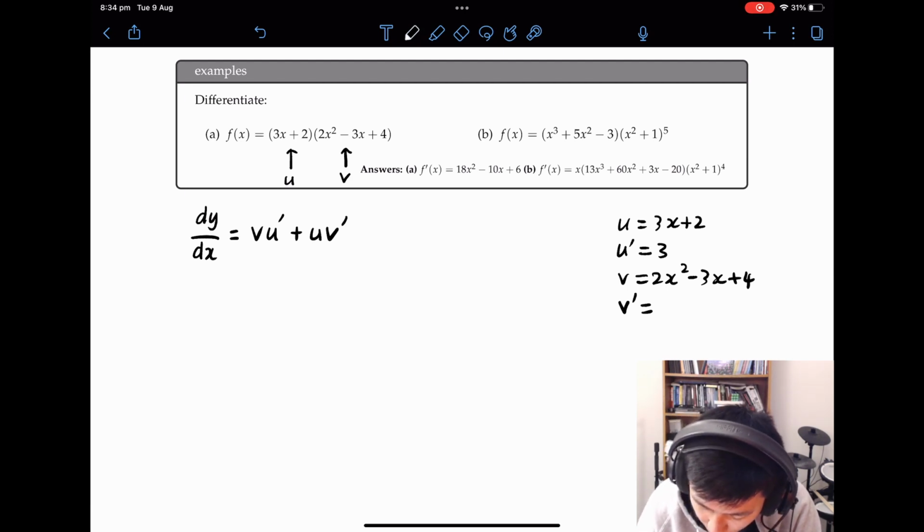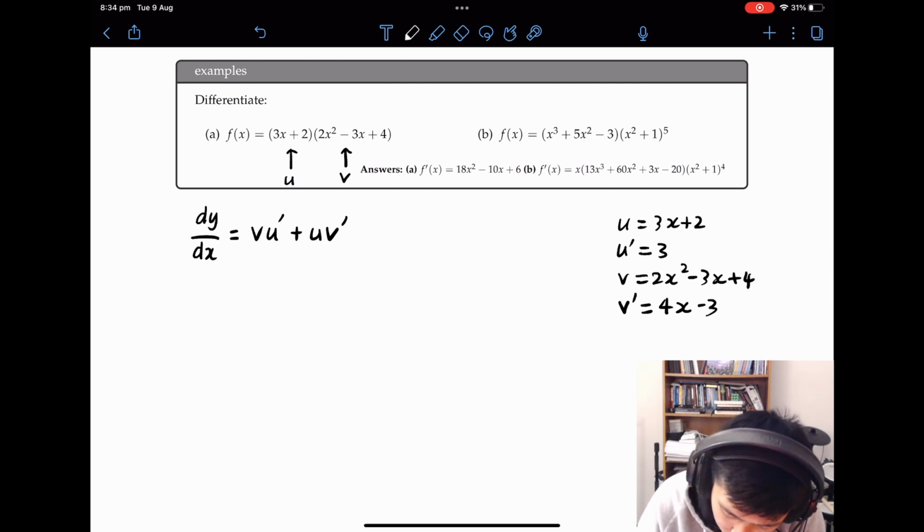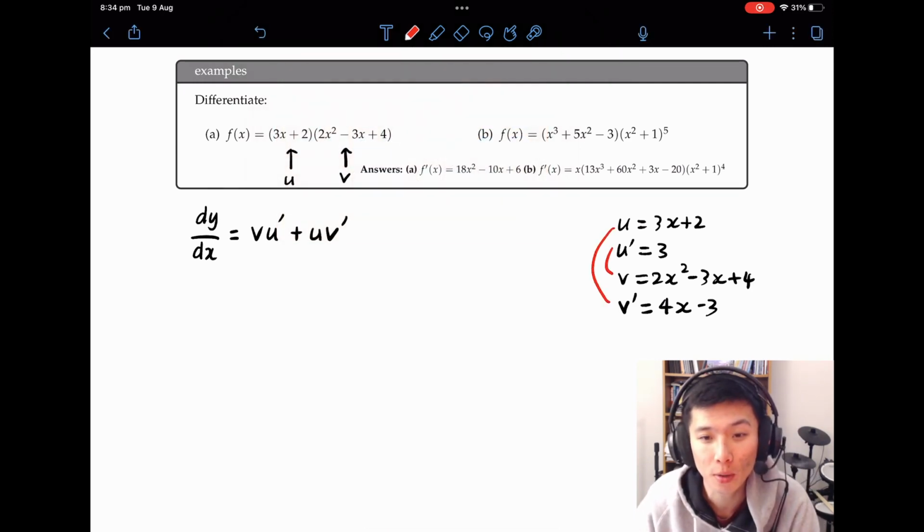Let's move on to V dash now. When you differentiate 2x squared, we get 4x. And then when you differentiate minus 3x, we get minus 3. And so now we have all the necessary information to use in the product rule.